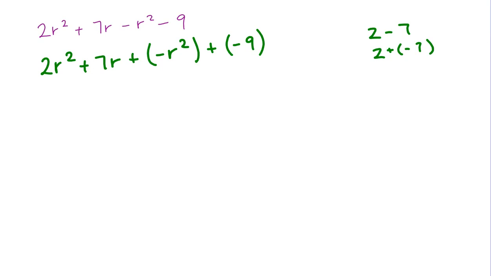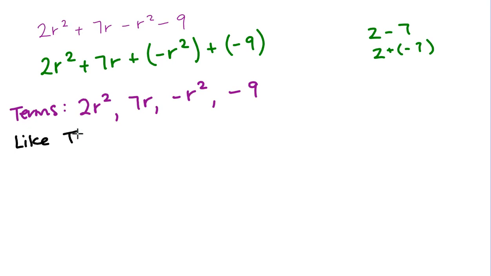Now let's identify the terms. Our terms are simply these individual terms right here. So you have 2r squared, you have 7r, you have negative r squared, and you have negative 9. Now, what about our like terms? Our like terms are going to be a little different.